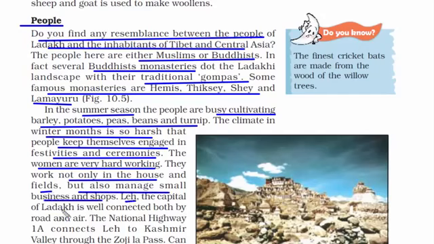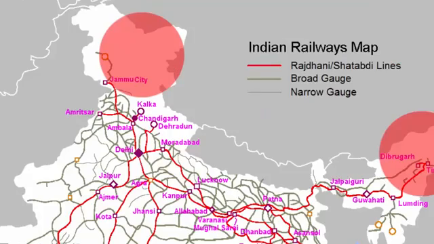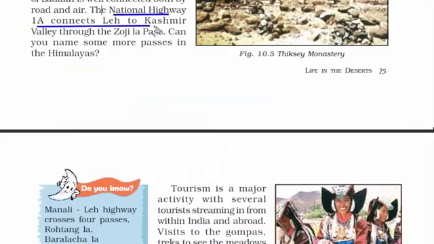So remember, Leh is the capital of Ladakh. And this place is well connected by both road and air. So if you see, there is no mention of railways. In fact, in the north you'll not see much of railways because of the terrain. You don't have much flat land to build railway tracks. Hence it is difficult to set up a railway establishment. The National Highway 1A connects Leh to Kashmir through the Zojila Pass.